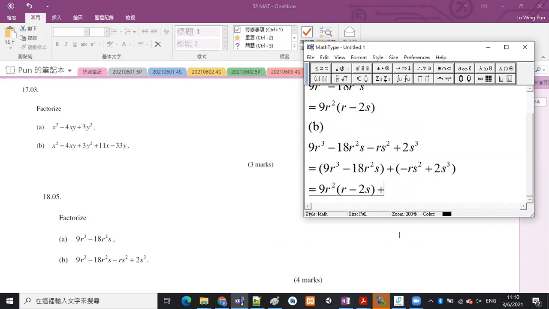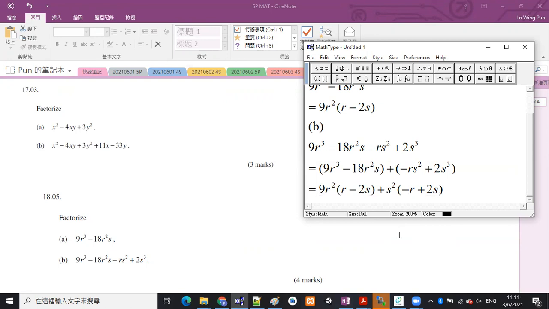And then for the second bracket, I check for the common factor. Is there any common factor from the second bracket? It should be s squared, right? Good. So take out the s squared and then write down the remaining factor. First term should be minus r and then plus 2 times s. Can you get this? And then we should also check for further common factor.